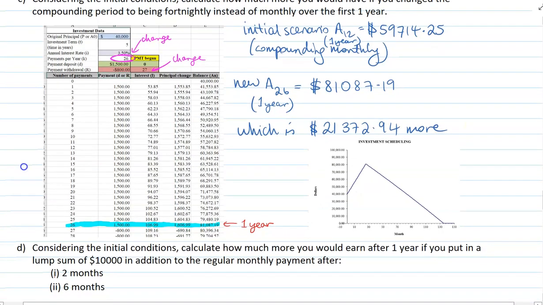Moving on to part D, considering the initial conditions again, calculate how much we'd earn after 1 year if we put in lump sums now of $10,000 in addition to the regular monthly payments. We're going to try it at 2 months, then we're going to reset it and try the lump sum after 6 months.